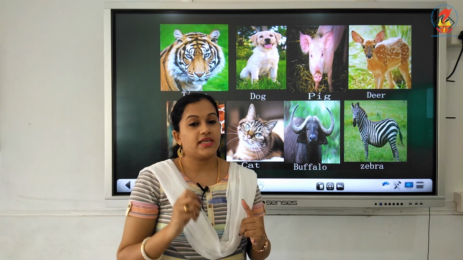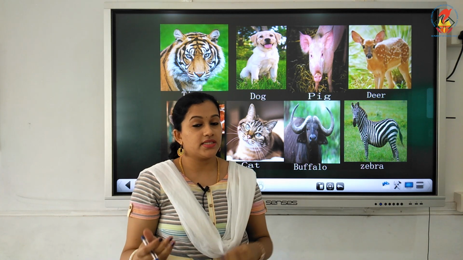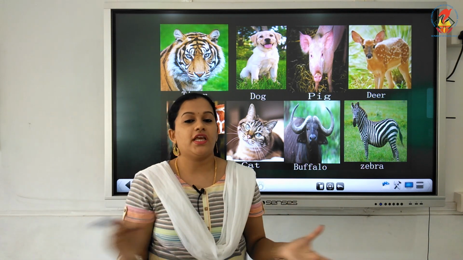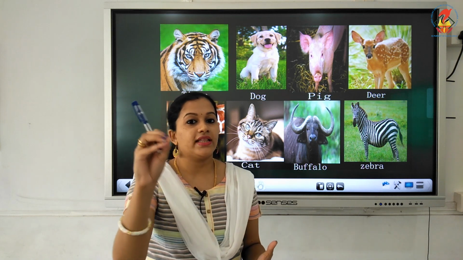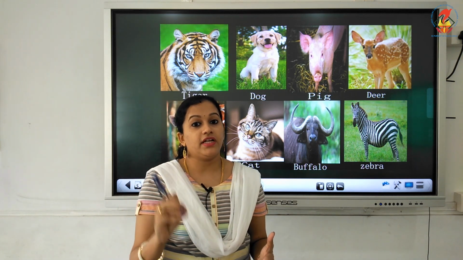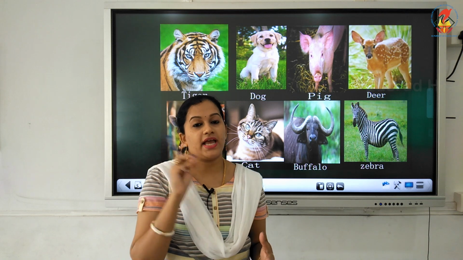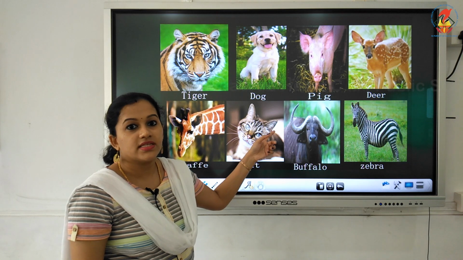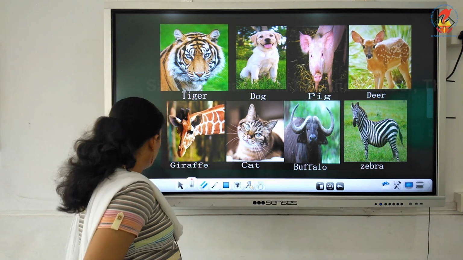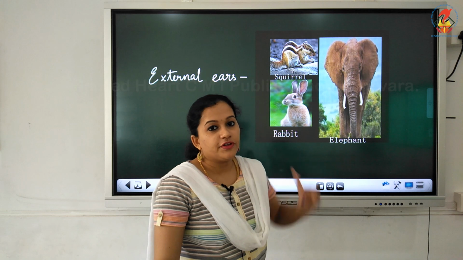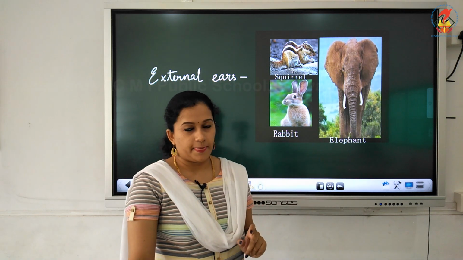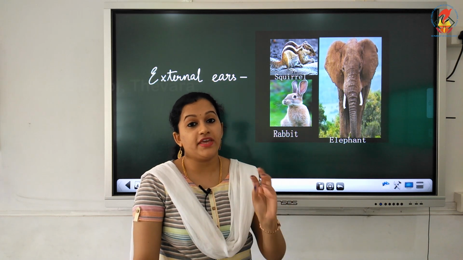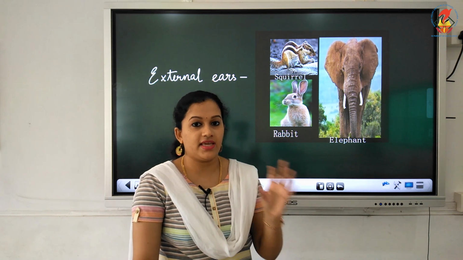The external ears can be long in some animals, some animals have small external ears, some animals have very large external ears. By looking at the external ears, we can even identify or recognize which animal it is, isn't it? Just by looking at the ears of a cat, we can say it's the ear of a cat. Just by looking at the ear of the elephant, we can say that it's an elephant. Okay, so that is about the ears of animals that we can see.